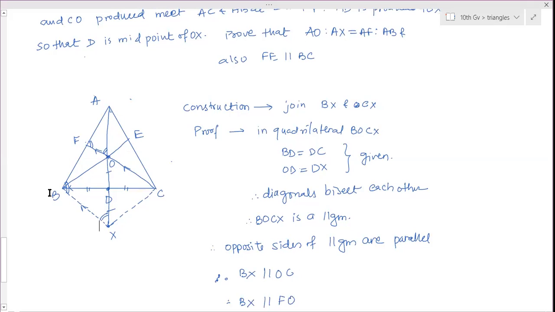Ma'am, can we write similarly EO is parallel to CX instead of proving everything again? Here itself, you can mention one more thing. Opposite sides are parallel. BX parallel to OC. Therefore BO parallel to XC. And therefore, next line, OE parallel to XC. In this parallelogram, you have proved it is a parallelogram. Opposite sides of the parallelogram are parallel. I'll use BPT for proving the second part.